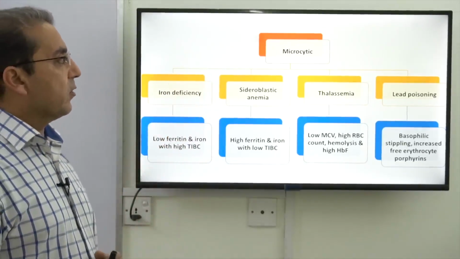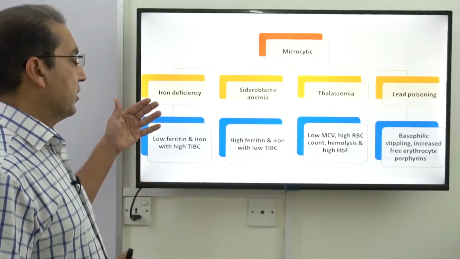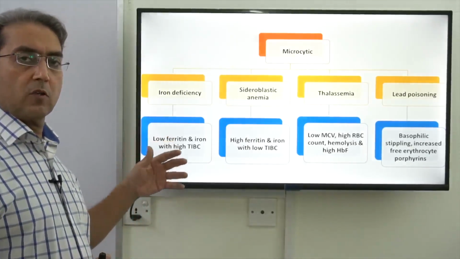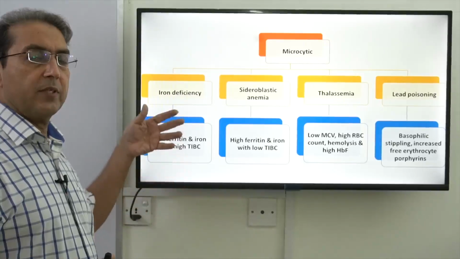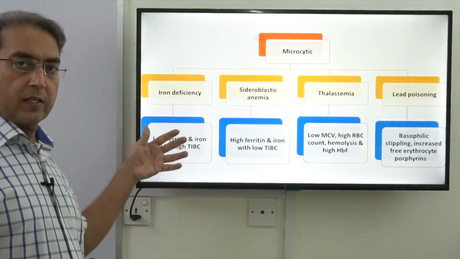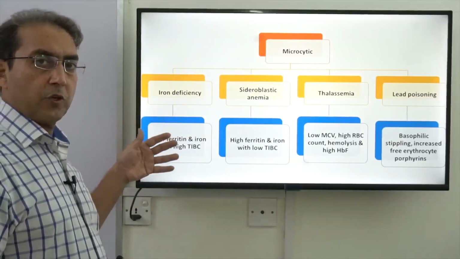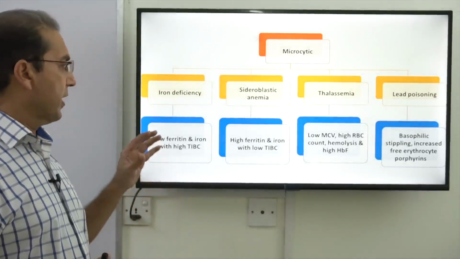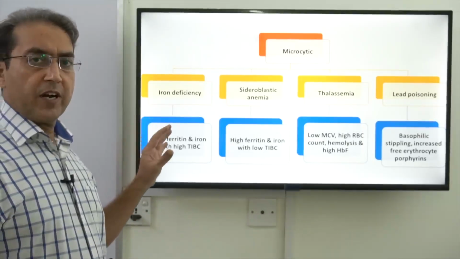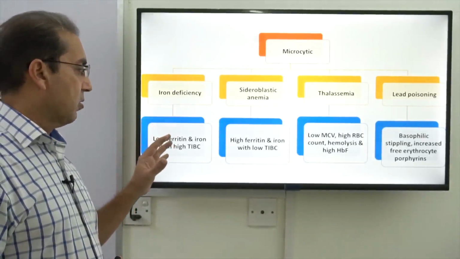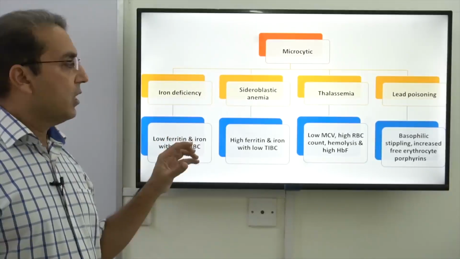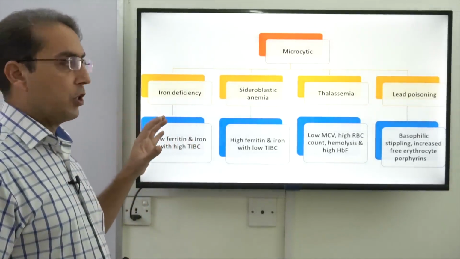Now, when we see microcytic anemia, we think of iron deficiency anemia. What happens in iron deficiency anemia? The serum iron is low, the serum ferritin is low, and the TIBC is high. When we calculate the transferrin saturation, we find the transferrin saturation is also low. So in iron deficiency anemia, serum ferritin is low, serum iron is low, and the TIBC is usually high, and the transferrin saturation is usually low.